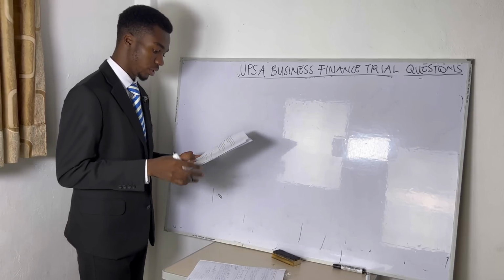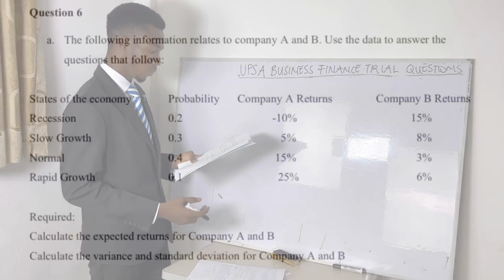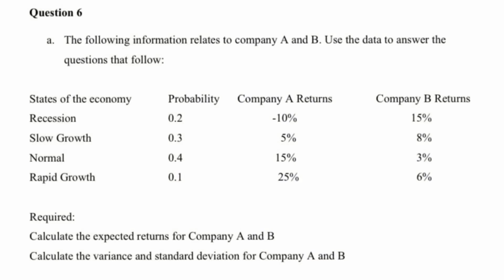Then you have two companies. For company A, for the recession, the probability of it being in recession is 0.2. Then we have negative 10% as the return, whereas company B is 15%. Then for slow growth, we have 5% and 8% for A and B respectively. Then we have 15% for company A and 3% for company B, which is for normal. And for the last one, rapid growth, we have 25% for company A and 6% for company B, and the probability is 0.1.